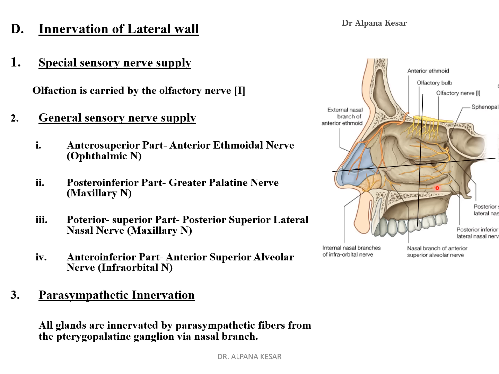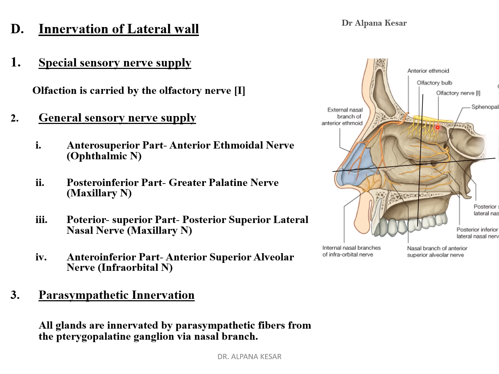Posteroinferior quadrant gets its nerve supply from greater palatine nerve. Greater palatine nerve is a branch of maxillary nerve. Greater palatine nerve primarily supplies the hard palate and gives a branch that will supply the posteroinferior part of the lateral wall of the nose.